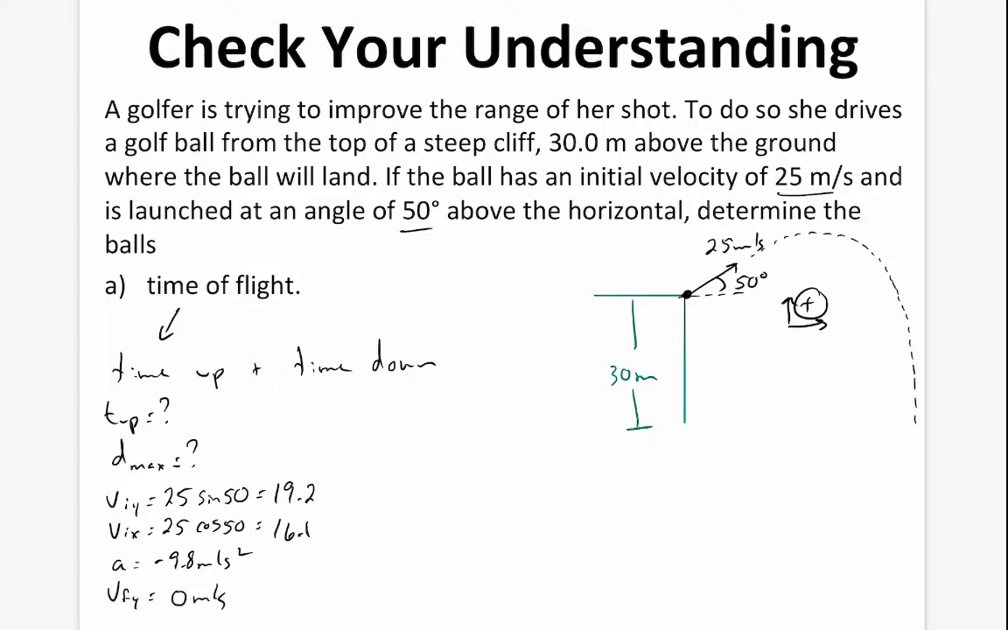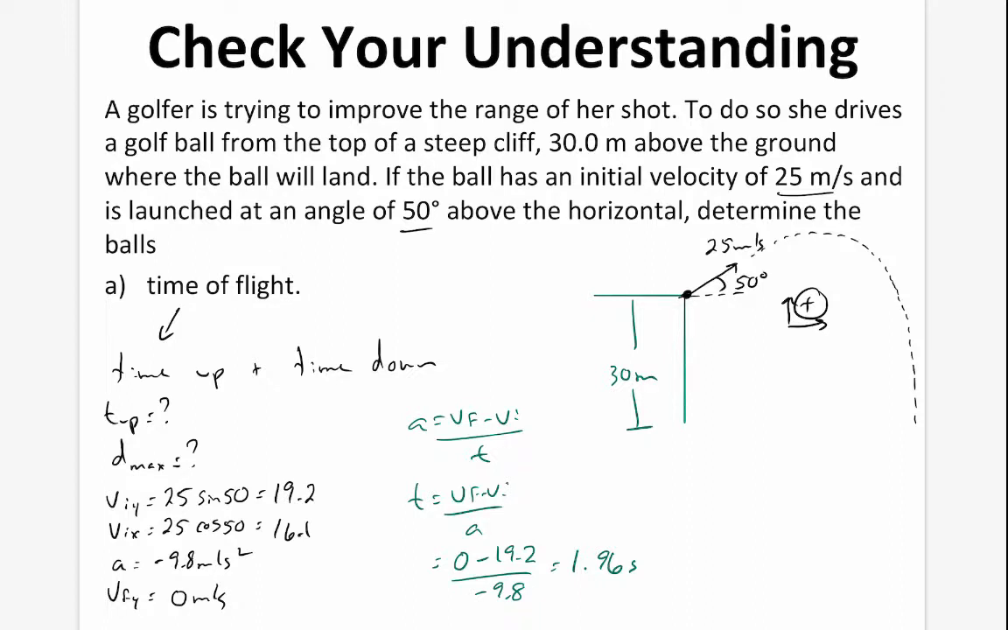We need to solve for D. There's a bunch of things we can do, so let's find time up first. Time up is going to be our question, and we're going to use A equals VF minus VI over T. We're going to rearrange: T equals VF minus VI over A. VF we know is 0. We know VI was 19.2. And acceleration is negative 9.8. So we get 1.96 seconds. So that's the time to go up.